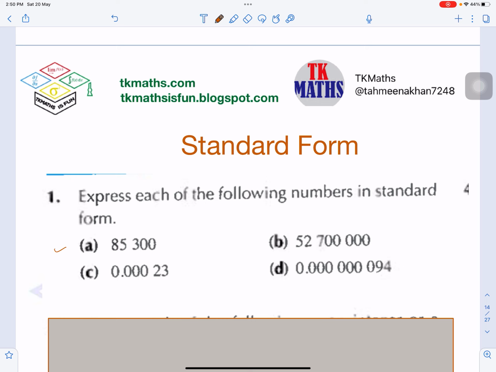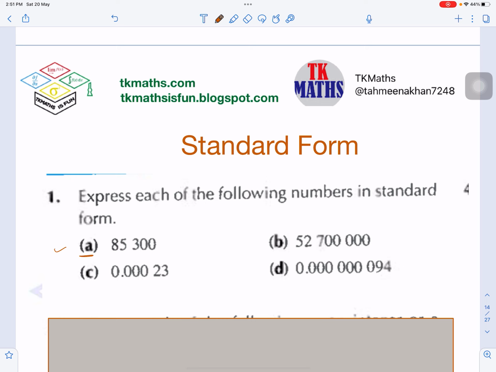If you write a number something like this, for example, 2 into 10 power 5, this is in standard form. If I write, for example, 2.3 into 10 power minus 4, this is in standard form. Before the decimal, the digit you will have here will be from 1 to 9, any digit. So I can have 9.3 into 10 power 5, right? So this is called a standard form. So we will see how to change ordinary form into standard form. So let's see one by one.